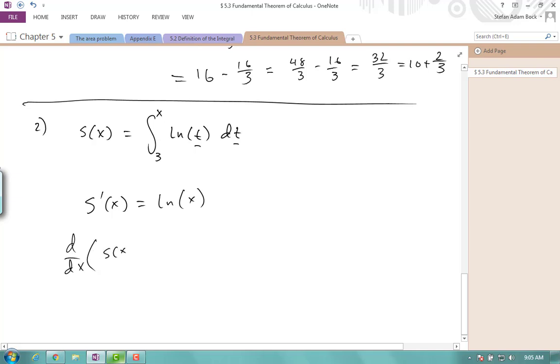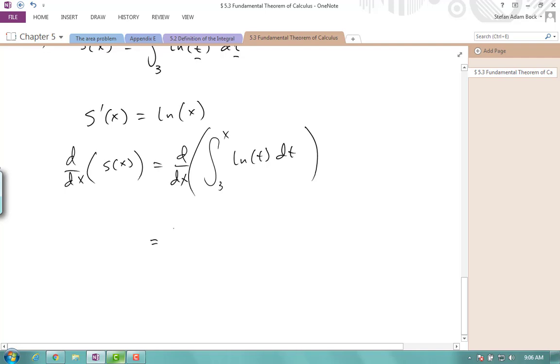So the derivative of s of x would be the derivative of the integral from 3 to x of the natural log of t dt. But according to the evaluation theorem, this integral in here is equal to some antiderivative, but I don't know what it is, so I'm just going to call it big F of x minus big F of 3. And I'll say that big F prime of x is equal to the natural log of x. I don't really know what it is.